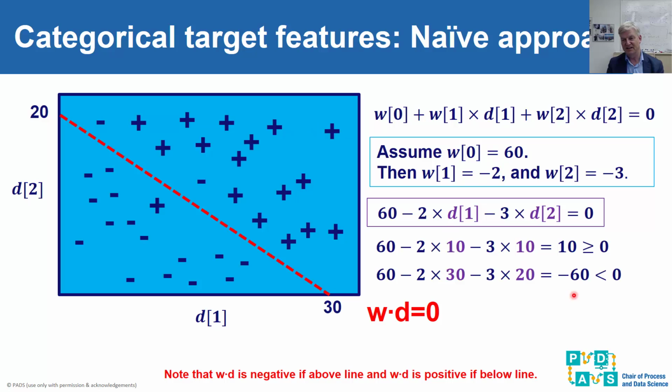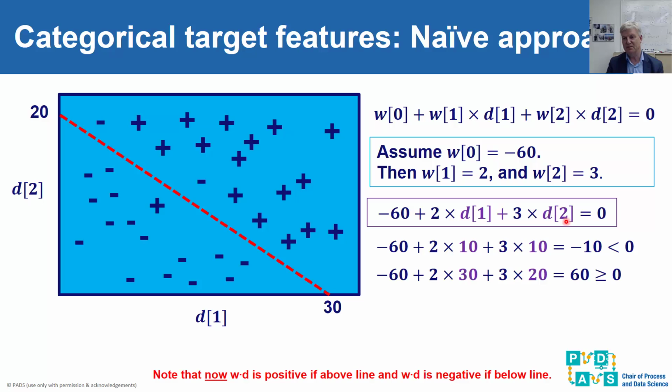So above the line has a negative value, below the line has a positive value. This is highly confusing. Why am I showing it to you in this way? What is above or below the line, and what is bigger than 0 or smaller than 0, is just a matter of convention. Because what I could do, that is what is happening on the other slide, if I multiply everything times minus 1, then I get minus 60 plus 2 times d1 plus 3 times d2, etc. That is what is happening on this slide.